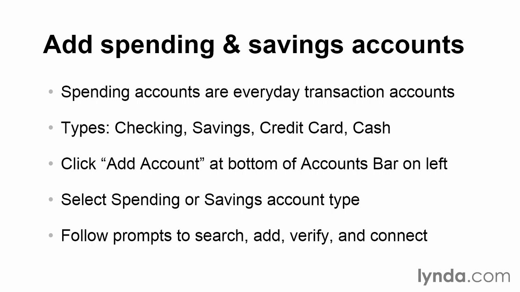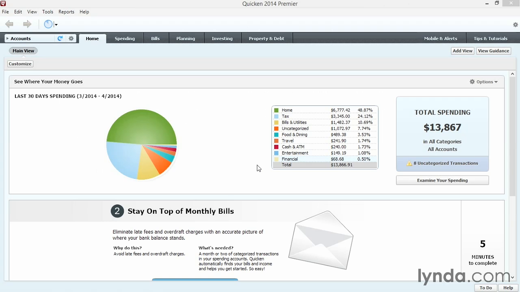Once you've added your primary checking account to Quicken, you'll want to add any other spending or savings accounts that you have so you can keep track of all your everyday financial transactions. Remember, spending and savings accounts are those accounts that you use for everyday transactions. These include bank accounts such as checking or savings accounts, credit card or line of credit accounts, money market accounts, or even cash accounts. To add an additional spending or savings account, start by expanding the Accounts bar.